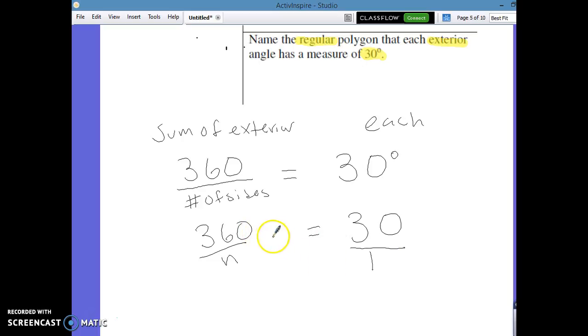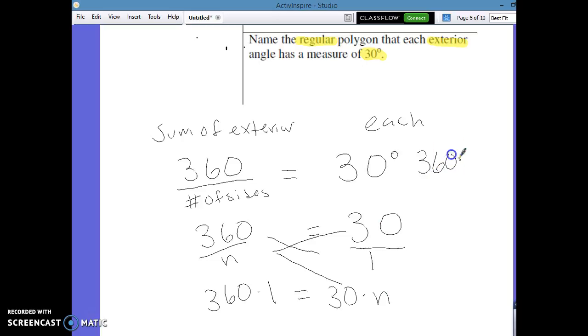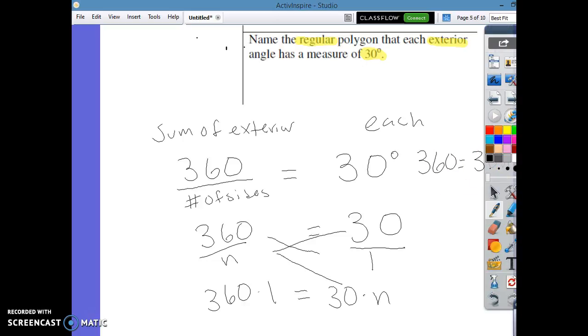We have 360 times 1 equals 30 times n. Remember, anytime you have a fraction equal a fraction, the easiest way to approach it is by cross multiplication. So I'm bringing our work right up here. We have 360 equals 30n. Now, if we're trying to find the number of sides, the easiest way of doing that would be to divide. I'm going to thicken this line up a little bit.